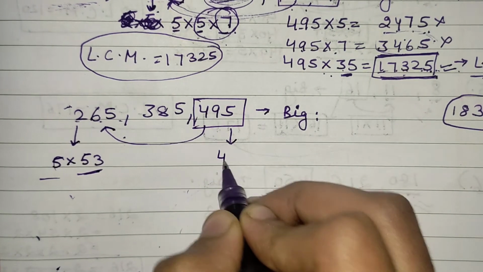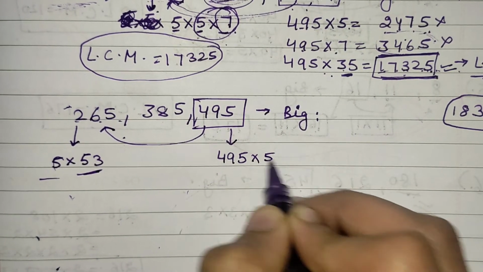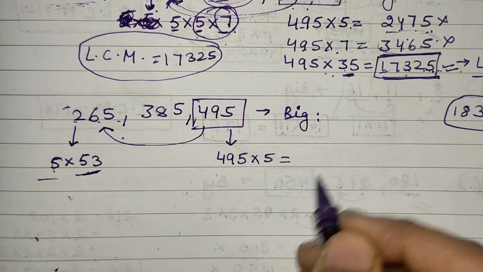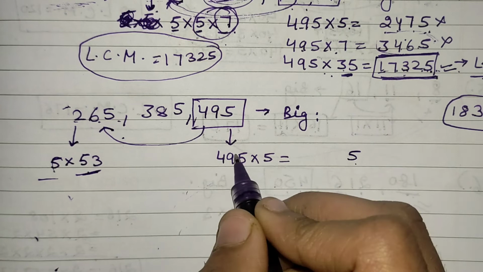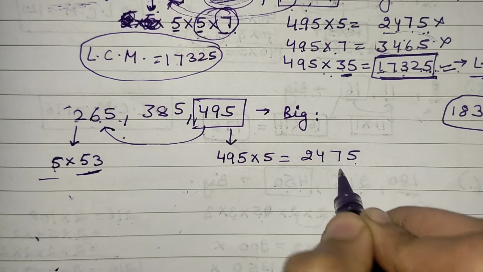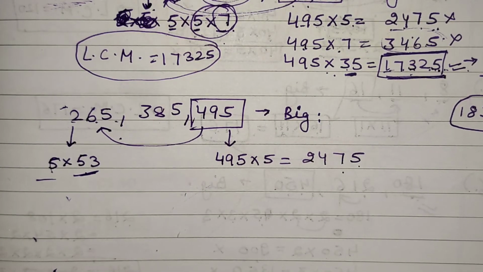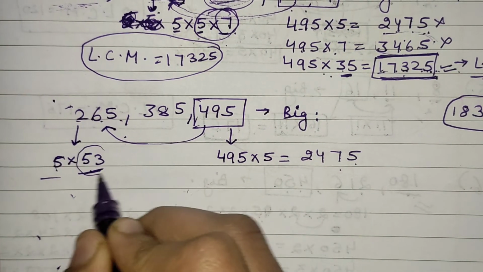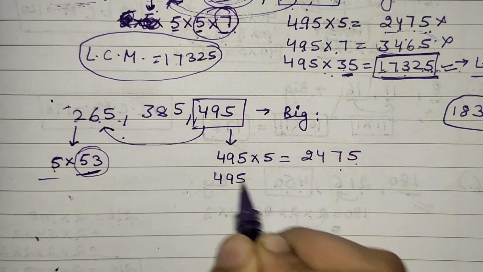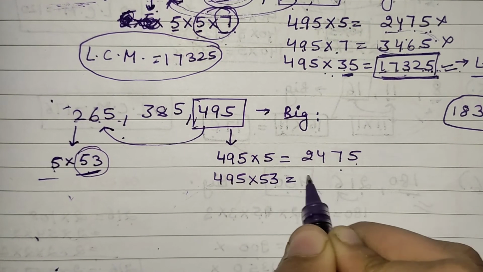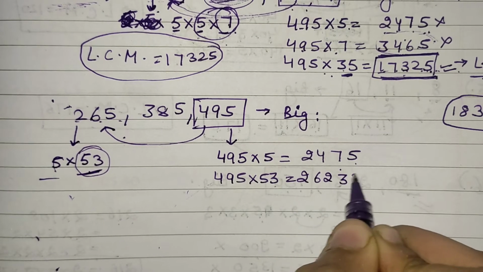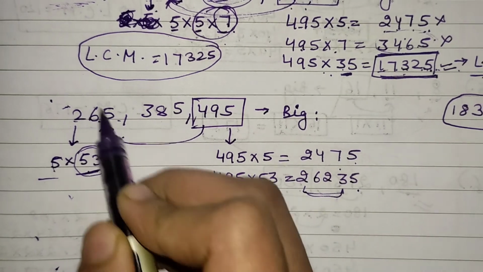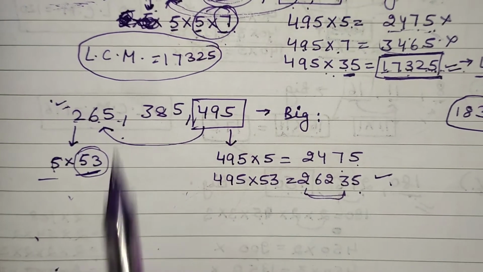Now I will multiply my bigger number, or my LCM, with each of the factors. If I multiply this by 5, I will get 2475. So again 2475 is not divisible by 265. So I will take another factor, 495 into 53, which will give me 26235. Yes, 26235, this time it is divisible by 265.